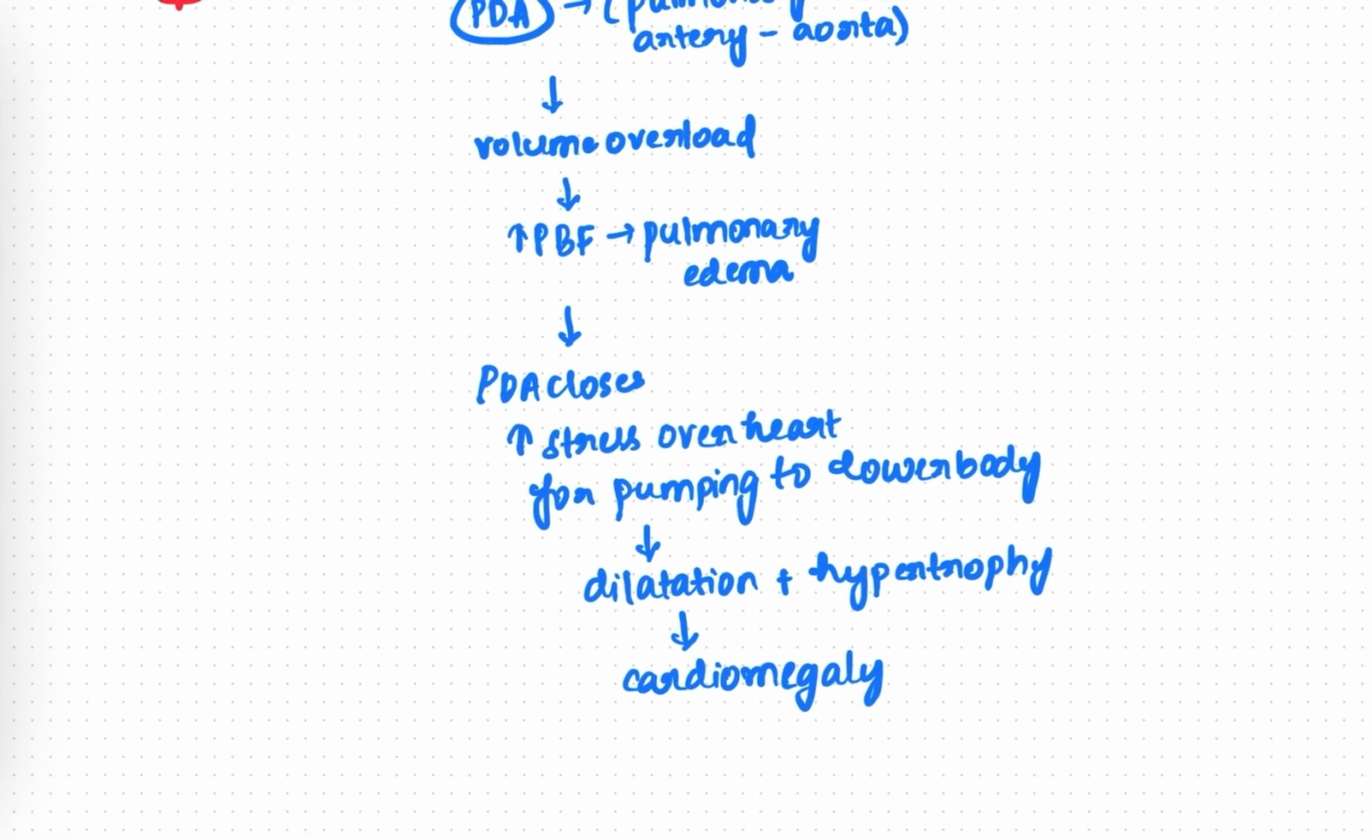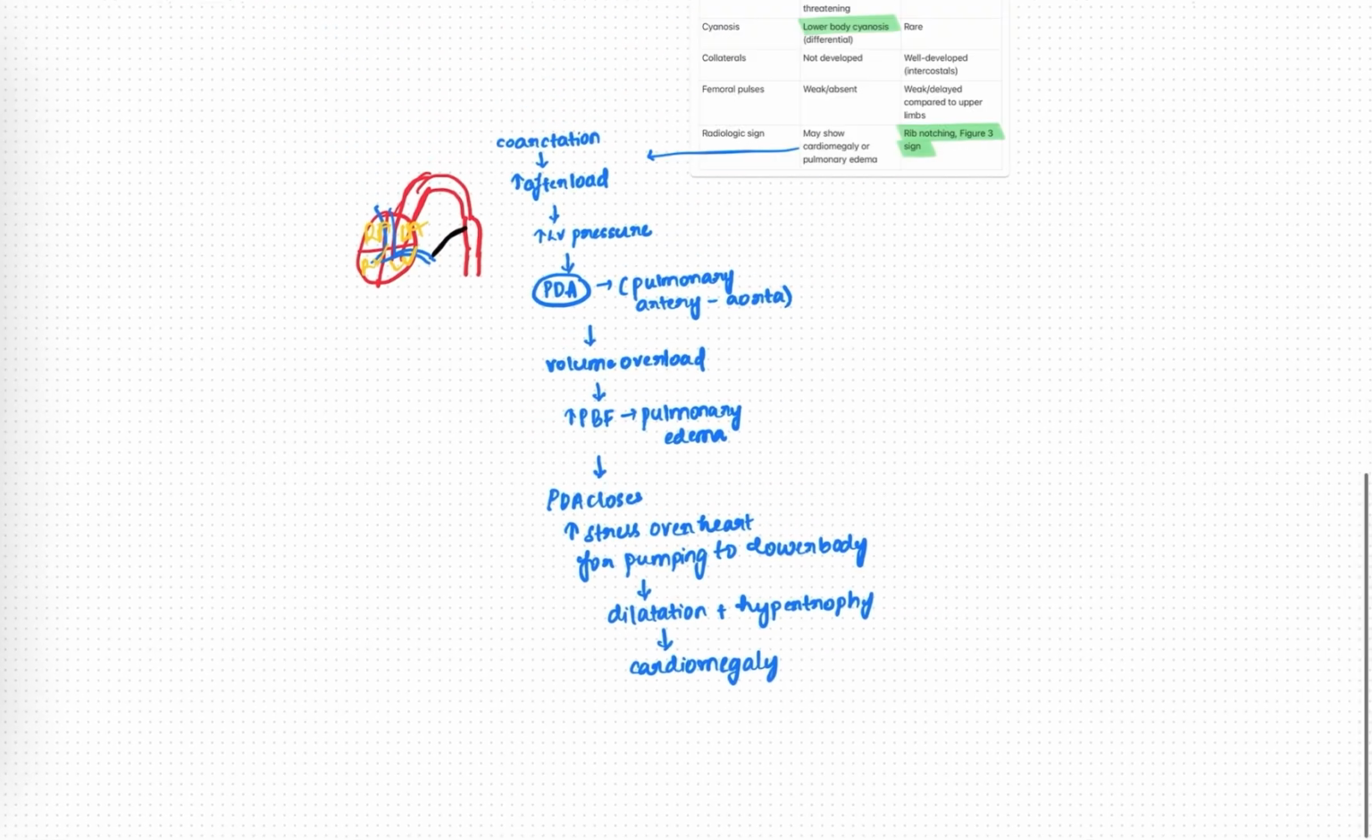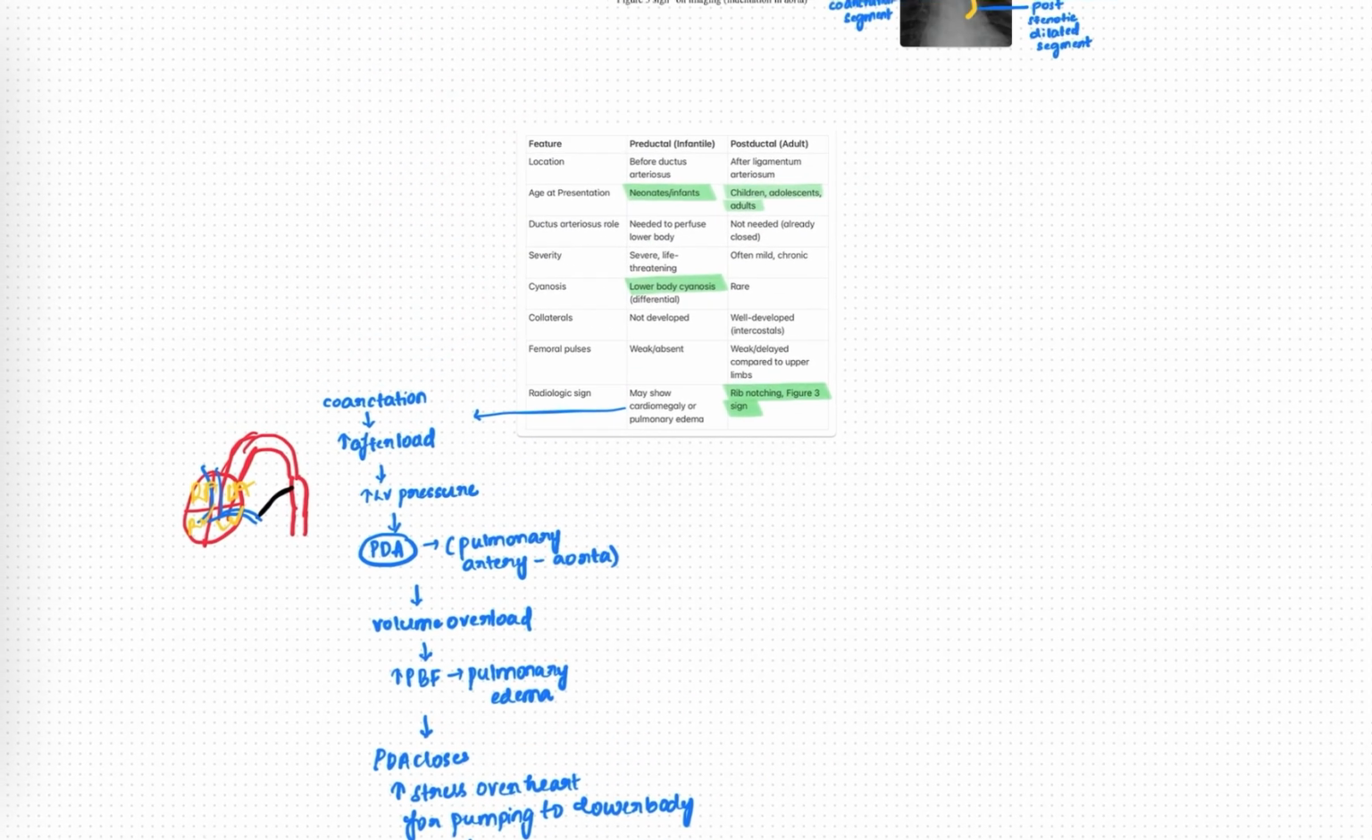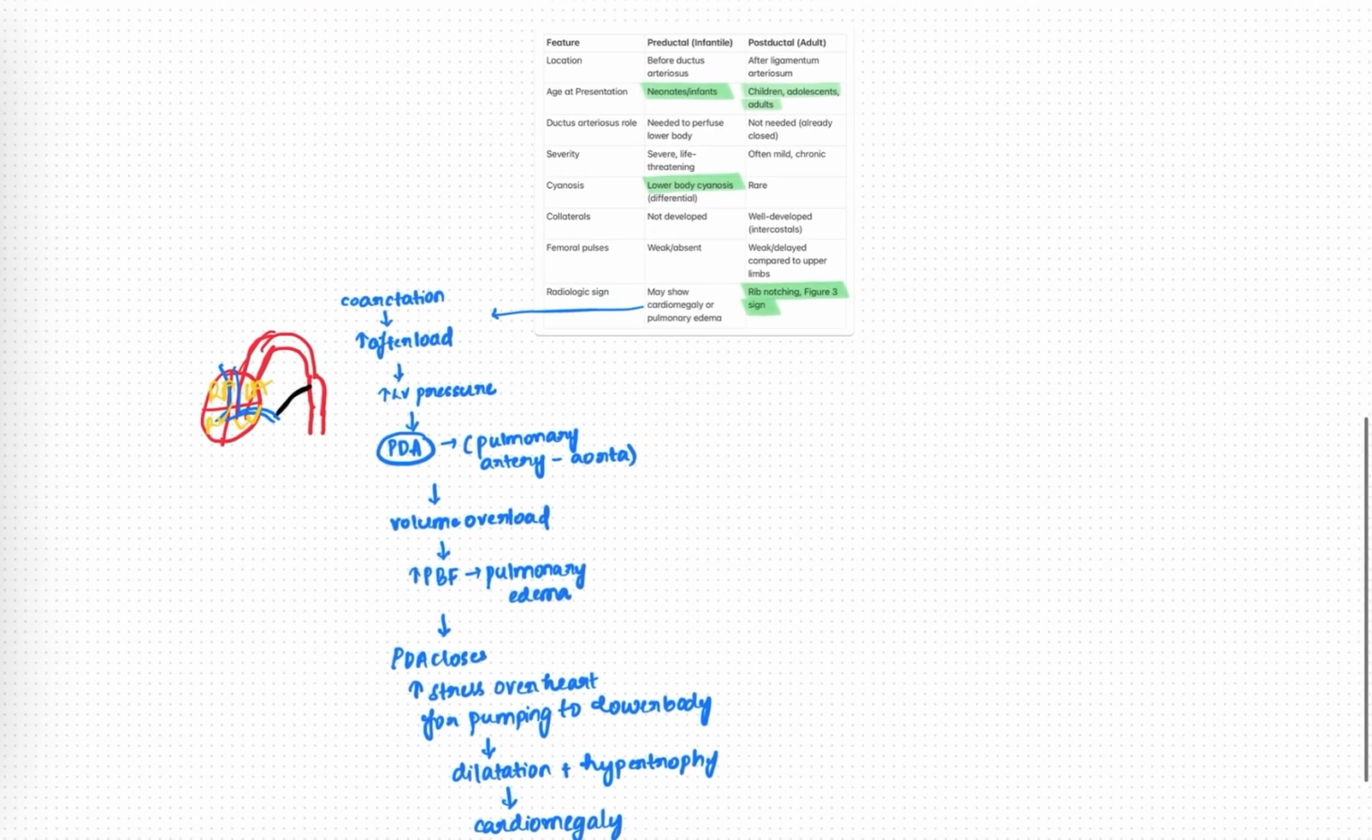As soon as this patent ductus arteriosus closes, there is increase in the stress over the heart, because up till now the patent ductus arteriosus is supplying the lower part of the body. As soon as this PDA closes, there is more stress over the heart for pumping to supply the lower body to avoid the cyanosis of the lower body. So there is dilatation and also hypertrophy leading to cardiomegaly. That's why we will see pulmonary edema, because of the increase in the pulmonary blood flow, and cardiomegaly because of the dilatation and hypertrophy.